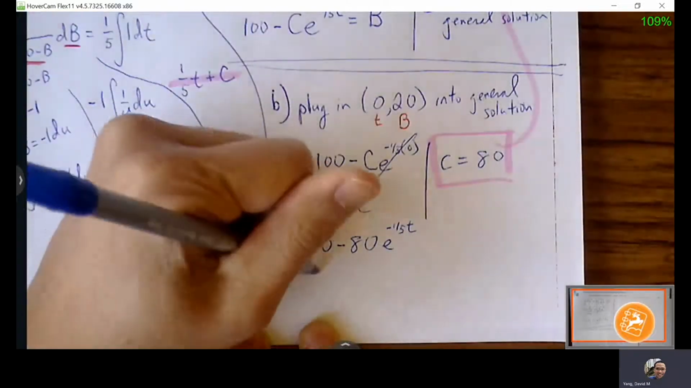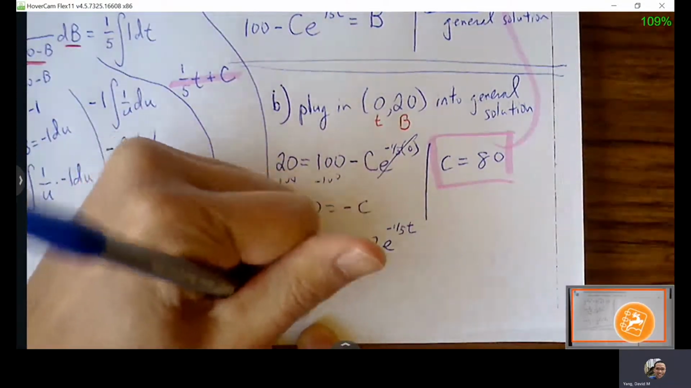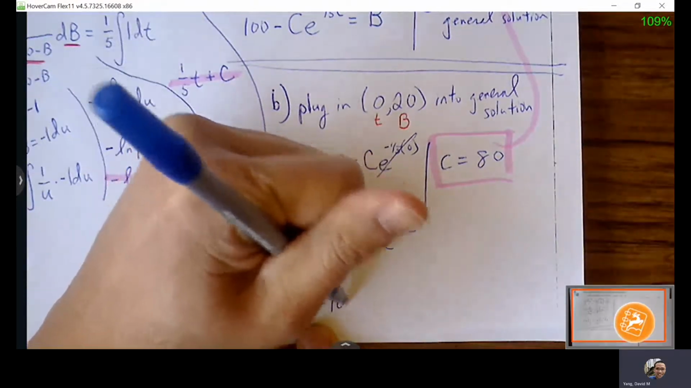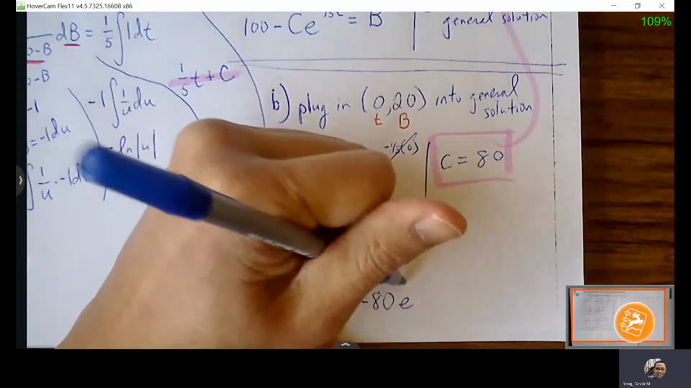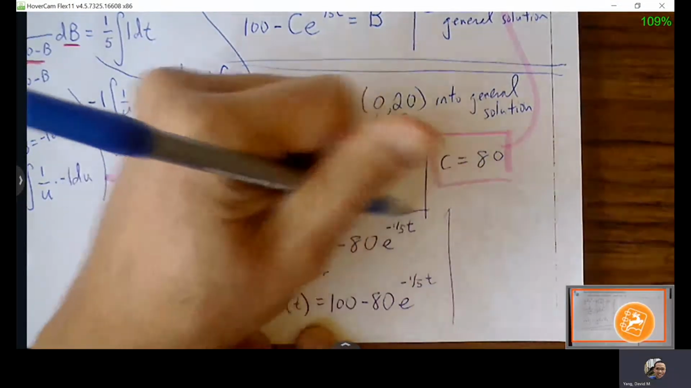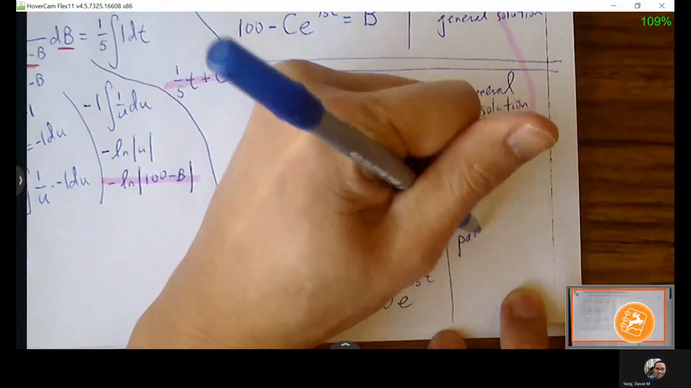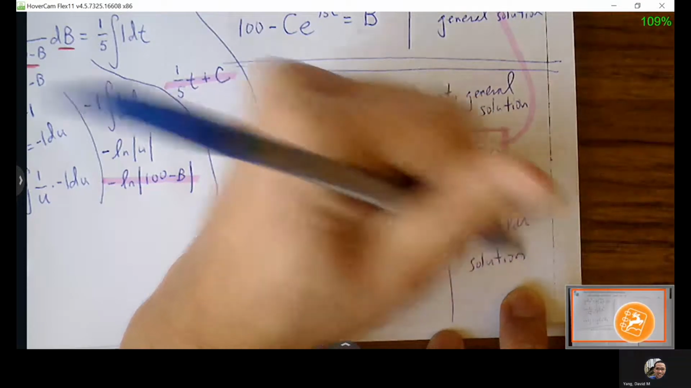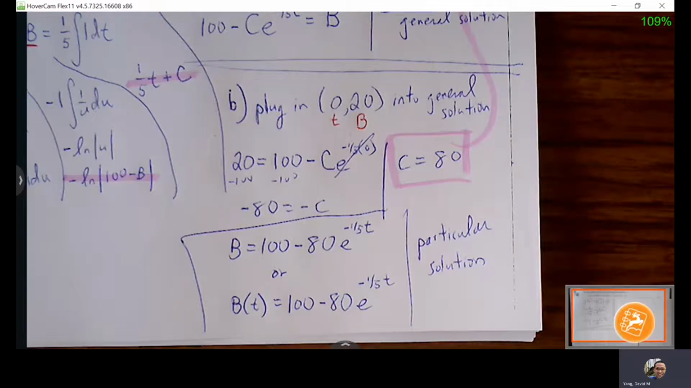Or you could write it as b of t to indicate that t is my independent and b is my dependent, but either way is fine. So this is my particular solution. All right, questions with page 15? Okay, I'll leave this up here in case you need to look at it.